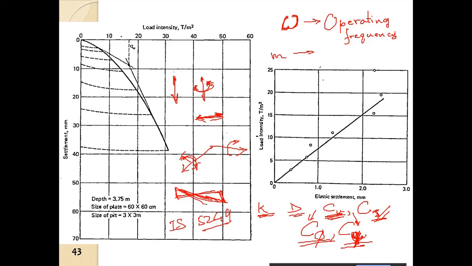So Cu, that is the coefficient of uniform elastic compression, we can easily obtain by plate load test. We have already discussed that. In the plate load test, we have a plate, we load it up to a certain value, release it, again load it up to a certain value, release it, and repeat. So that is why it is a cyclic plate load test.